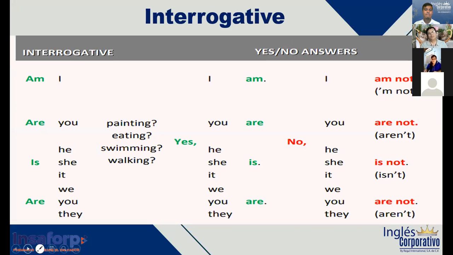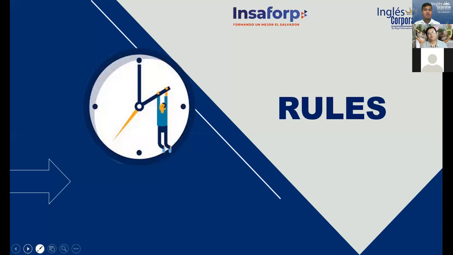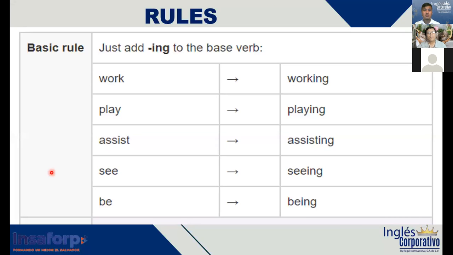Yes, teacher. Okay. Yes, clear. Yes, teacher. Very good. So here come the rules. How do we make the continuous of the verbs? Here we're going to find that out. We have the rules for the verbs, and the basic rule says we just add ing to the base form of the verb.